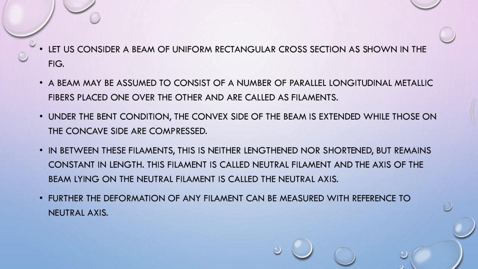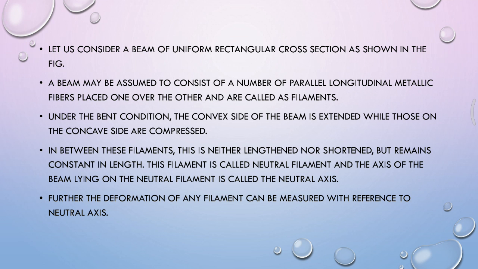Let us consider a beam of uniform rectangular cross section, which is represented as shown in the figure. A beam may be assumed to consist of a number of parallel longitudinal metallic fibers placed one over the other, called filaments. It is just like a lamination of thin sheets placed one over another, where each layer, or each thin film, acts as a filament. So it is a combination of thin sheets called filaments.